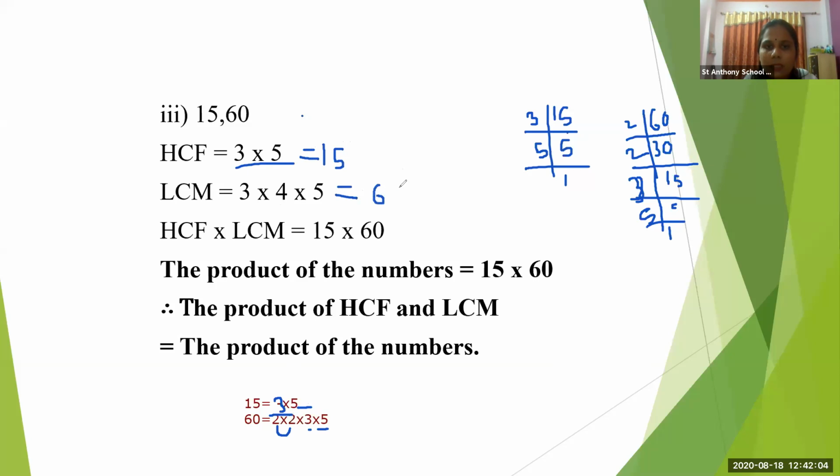So what will be the product of HCF and LCM? Product of HCF and LCM is equal to 15 into 60, right? Which is equal to what? 15 zeros are 0 and 15 6s are 90, means 900. और अगर हम 15 into 60 करते हैं तो that will also be 900. So therefore the product of HCF and LCM is equal to the product of the numbers.